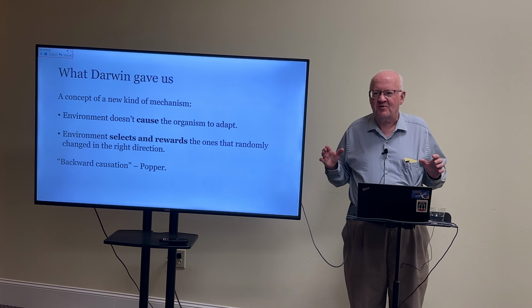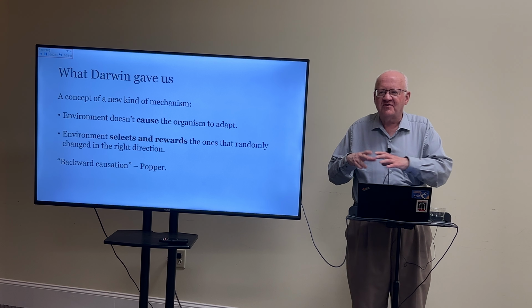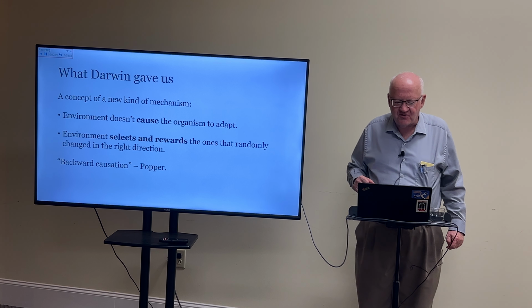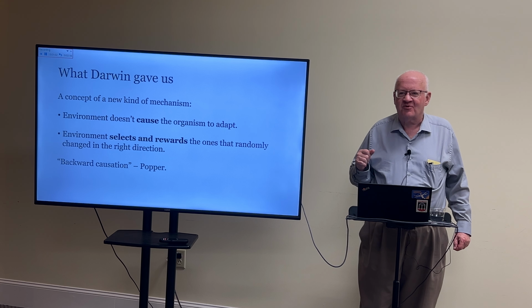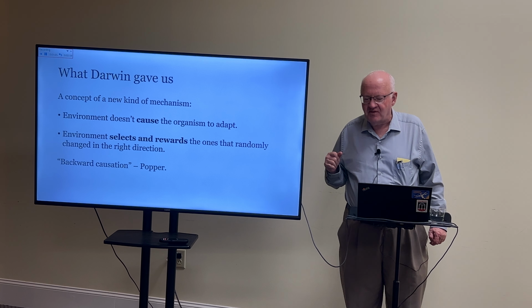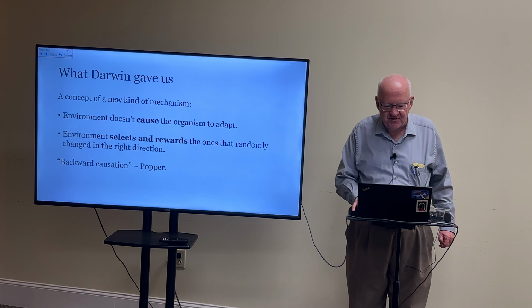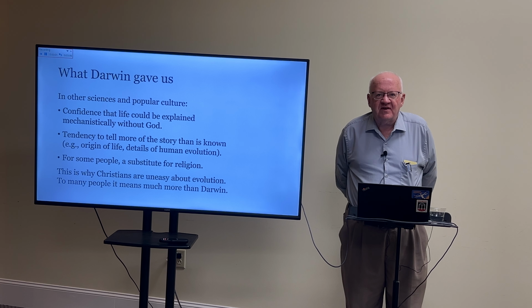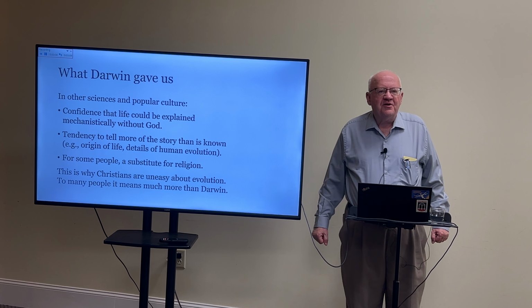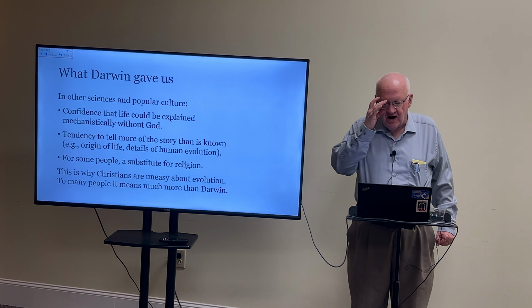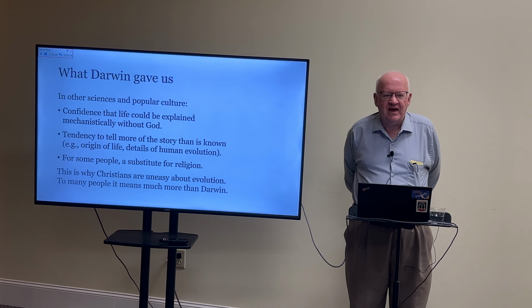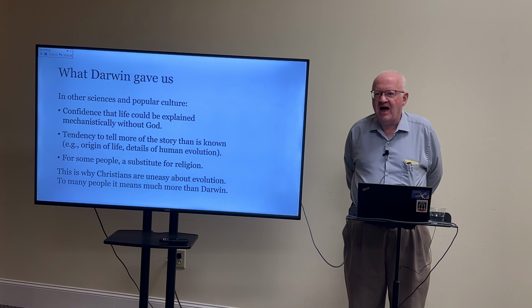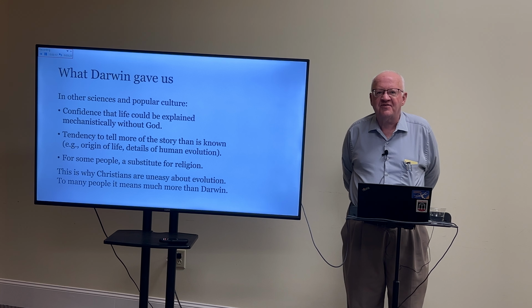Except I say goal, and there isn't really such a thing in evolution. The ones that survive better get selected and rewarded. Sir Karl Popper described this as backward causation. It's a relation between cause and effect other than the usual one. The environment selects rather than making things. Now, in the other sciences and in popular culture, Darwin gave a lot of people confidence that life could be explained mechanistically without God. It was a big step toward making life less mysterious and spooky.